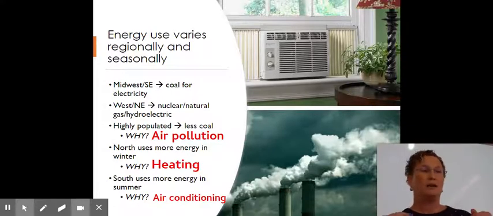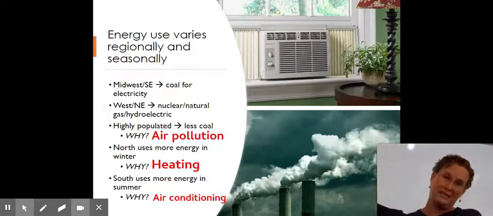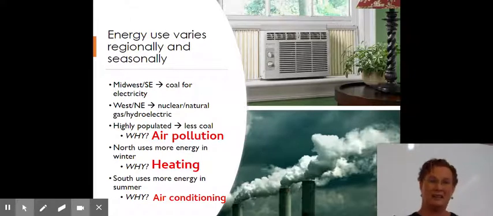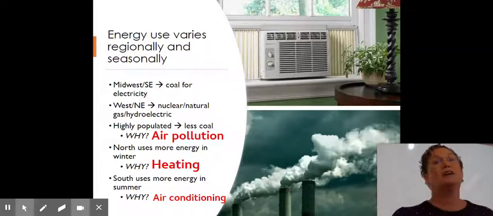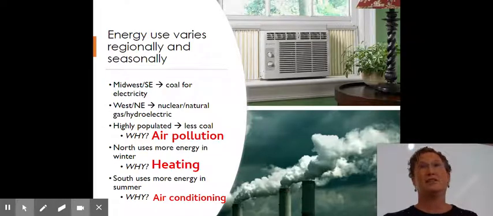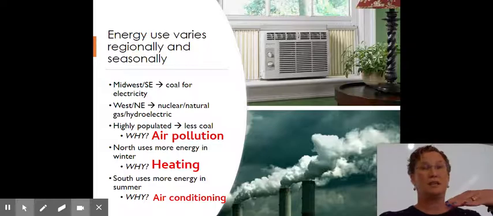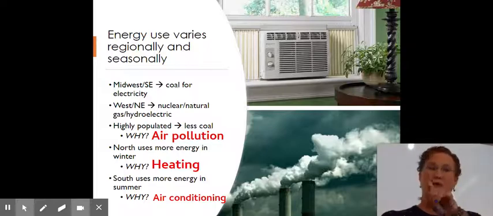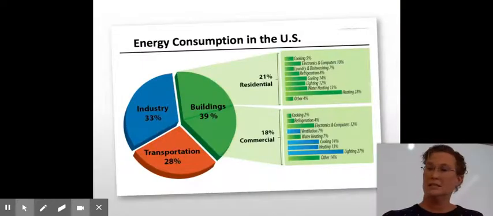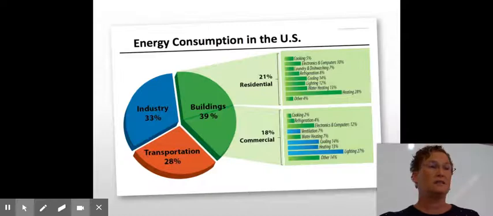So air conditioning. One of the things we can do is get really smart about wearing a jacket when it's cold, and finding ways to cool your house besides using air conditioning. We'll get into ways to talk about reducing energy use, because conservation is always the best way to go.